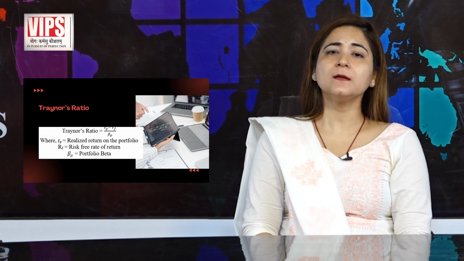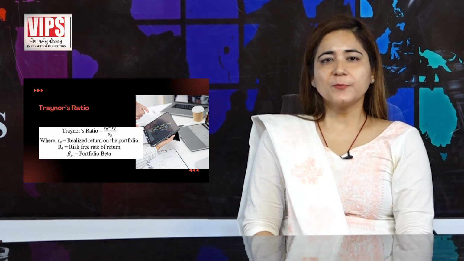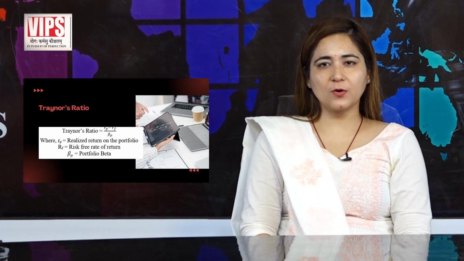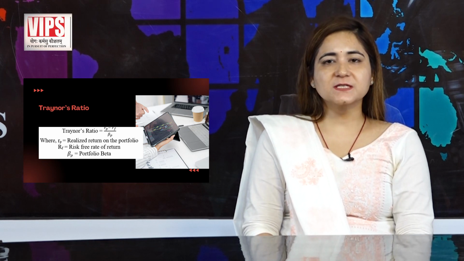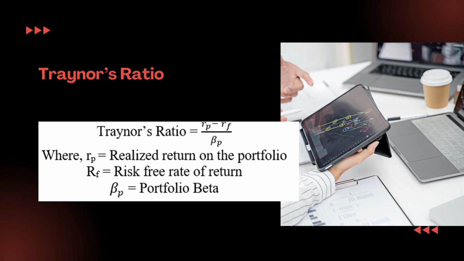Now let's understand Treynor's ratio. The performance measure developed by Jack Treynor is referred to as Treynor ratio or reward to volatility ratio. It is the ratio of the reward or risk premium to volatility of return as measured by portfolio beta. The formula for calculating Treynor ratio is stated on the screen, which is Rp minus Rf divided by beta p, where Rp is realized return, Rf is risk-free return and beta p is portfolio beta.